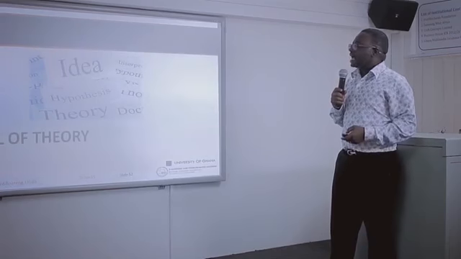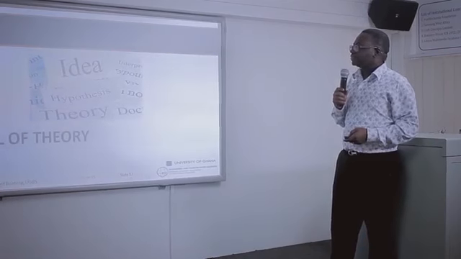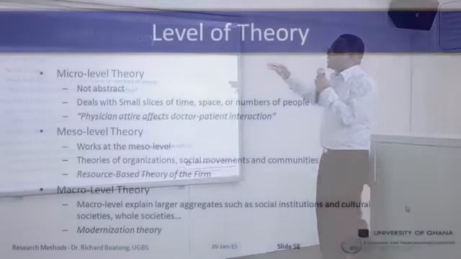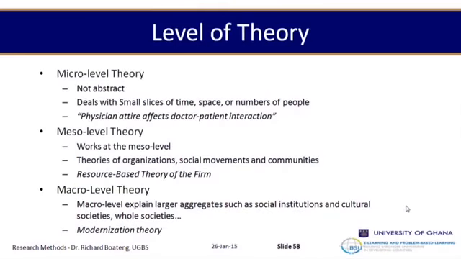Now, every theory acts at different levels. We mentioned that there's the micro level, the meso level, and the macro level. The micro level means that at that level you have individuals. So some theories are more on the micro level, like the theory of planned behavior, which looks at individual behavior. Then you have the meso level that looks at organizations, theories of organizations.